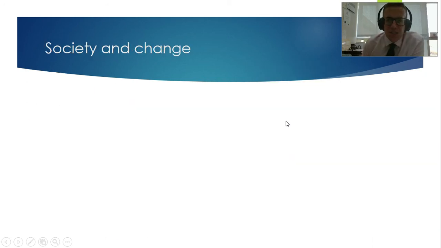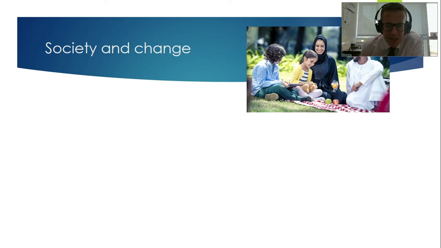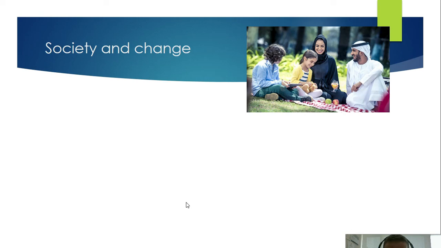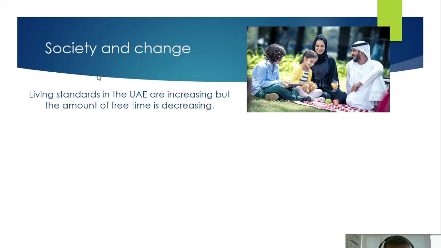The next part in this unit was society and change. Some complicated words here. So let's take a look. So it's looking at society, is looking at people and the change. Living standards in the UAE are increasing, but the amount of free time is decreasing. So these are in red examples of society, and in green examples of words that we use to change.